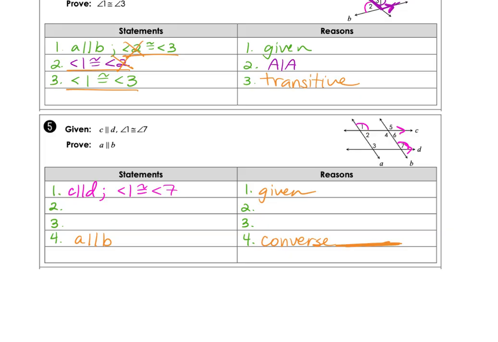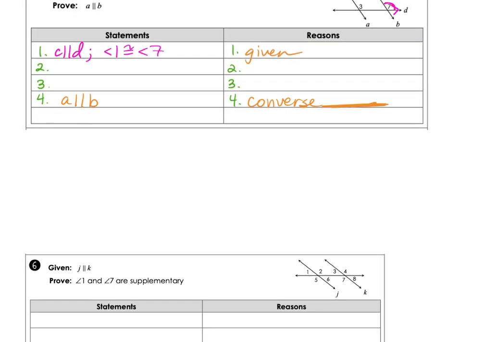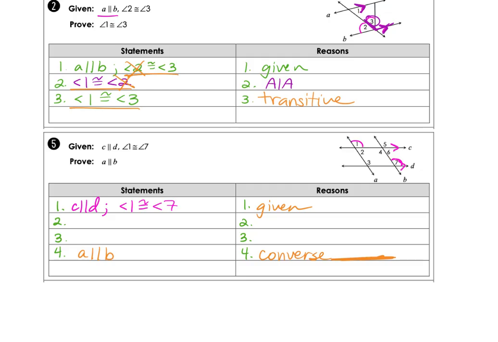Okay, now the thing to be careful with here, we're trying to prove A is parallel to B, but we don't know that A is parallel to B. Okay, so don't use things that apply to A and B. You can only use things that apply to C and D. I know these two are congruent. Do you see anything that we know to be congruent here?